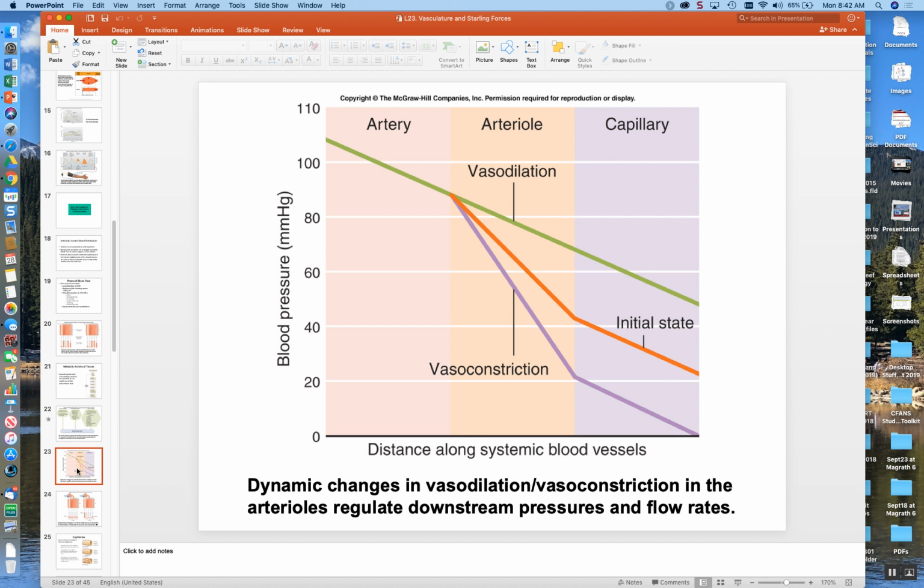And then when you look at what happens in the arterioles, this is giving you an example of downstream pressures and flow rates. So this is blood pressure, but remember this is downstream of the arterioles. Vasodilation keeps blood pressure fairly high. But any kind of vasoconstriction restricts flow and causes a plummet in the blood pressure downstream from that arteriole.